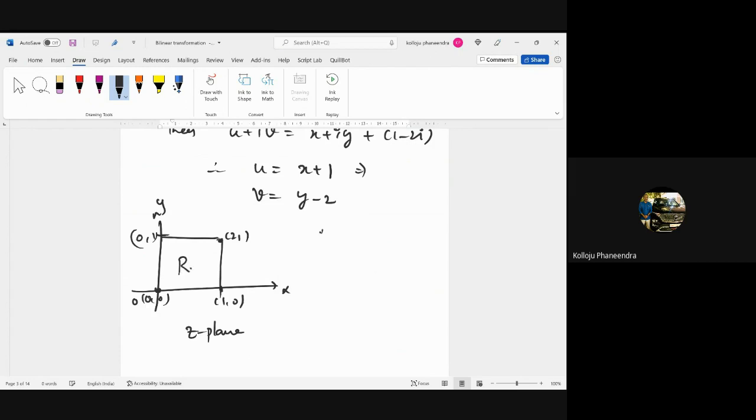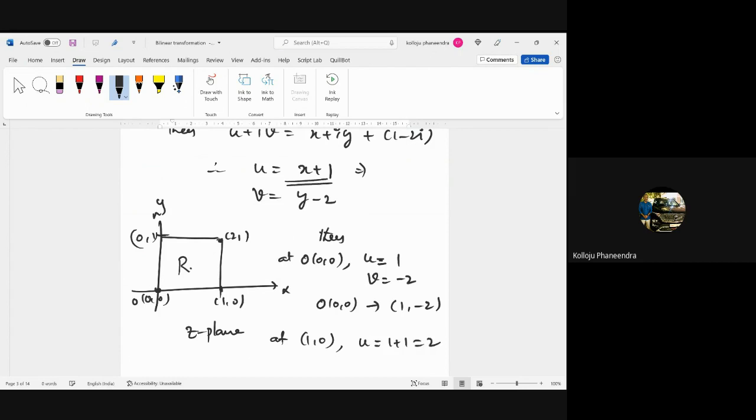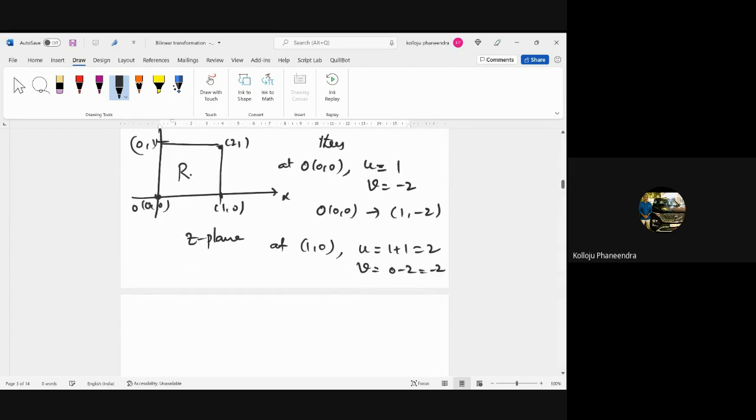Corresponding to this, at 0 comma 0, what is the U value? U value 1 and V value minus 2. So O, 0 comma 0, is mapped to what? 1 comma minus 2. Right? Next one, at 1 comma 0, U equal to what? 1 plus 1, using this one. And V equal to what? 0 minus 2, that is negative 2. Therefore, 1 comma 0 is point A. I will take this as B and this as Z.